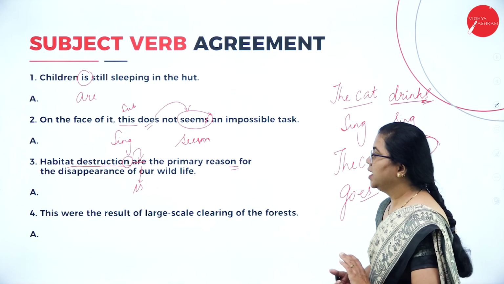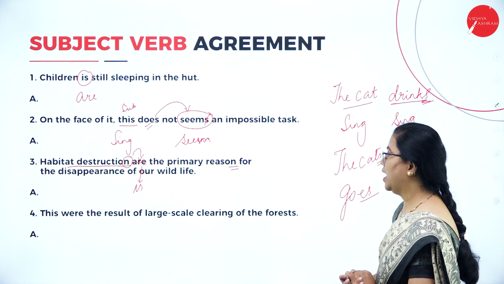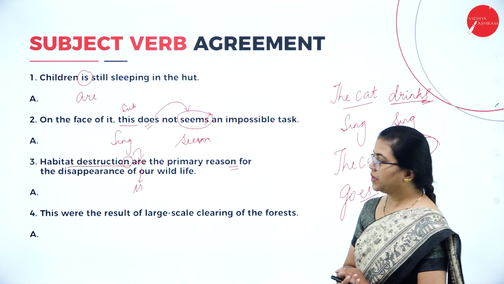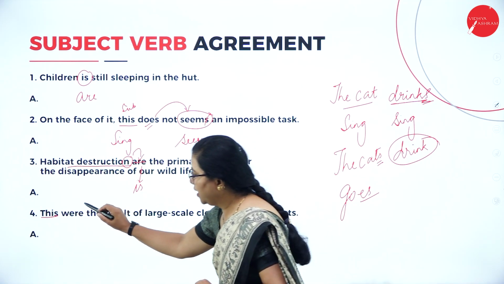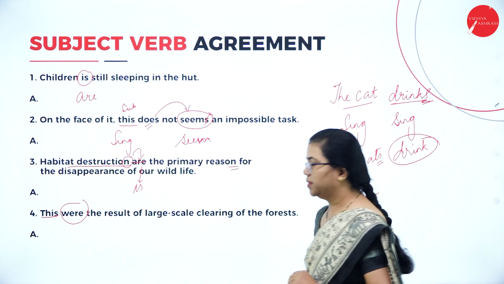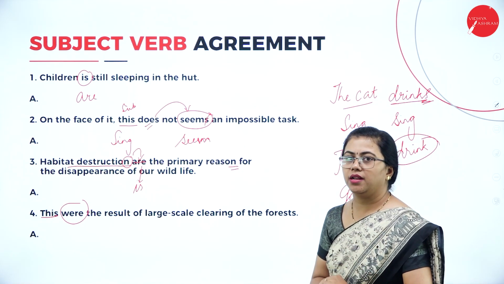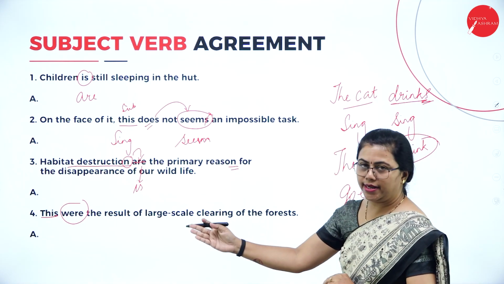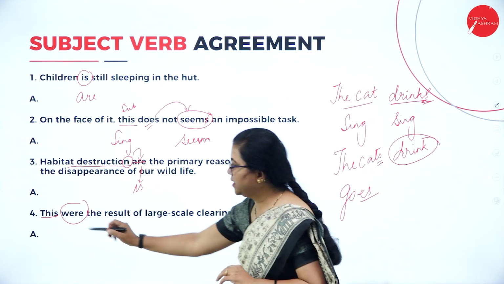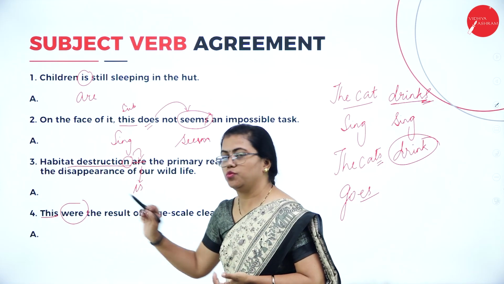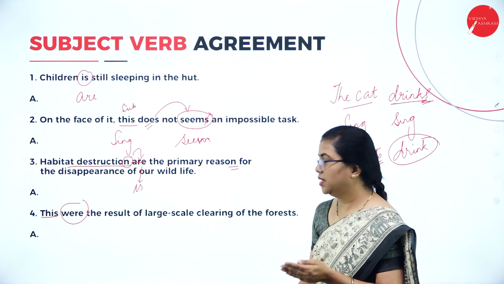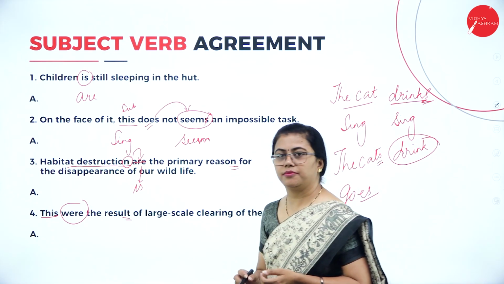Next, this were the result of large scale clearing of the forest. Here I have started with this, then I have used a plural verb. So what should be done? Either this has to be changed or that has to be changed. Suppose I change this to these because I want to adjust with this verb. These were the result. Again, here it is singular.